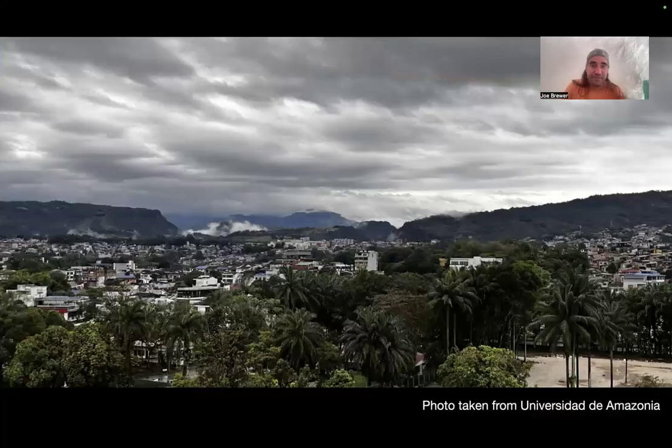Continuing on. This is what Florencia looks like from the 6th floor of a building at the University of the Amazon, where we had our gathering on the Saturday. So you can just get a sense. It's about 200,000 people that live in the city. They're nested in the mountains. What you see in the distance there in the center, that is the lowest elevation cloud forest on Earth and the birthplace of the Acha River.